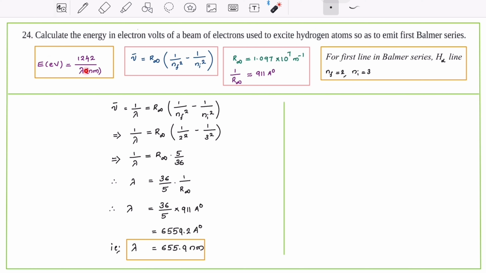Now energy in electron volt is equal to 1242 divided by lambda in nanometer. Therefore, E is equal to 1242 divided by 655.9. Now the answer will be in electron volt. That is, energy E is equal to 1.894 electron volt.